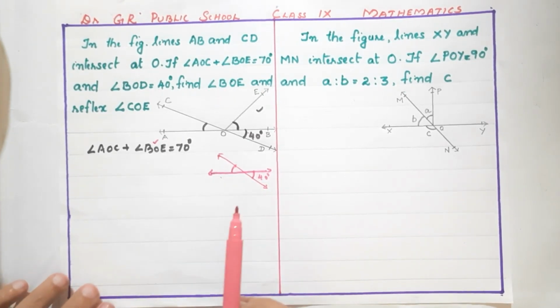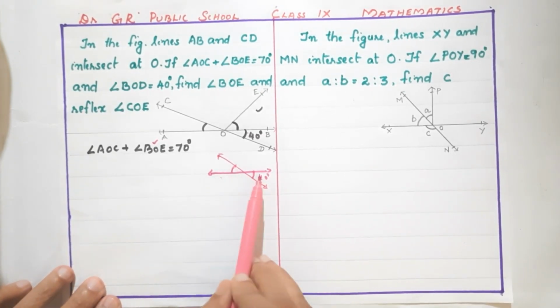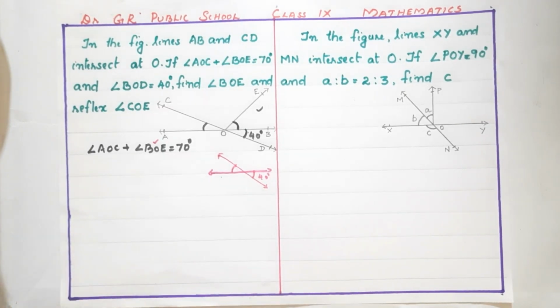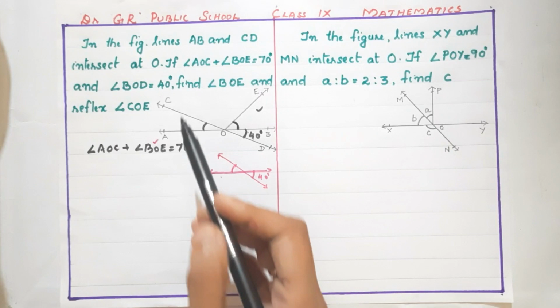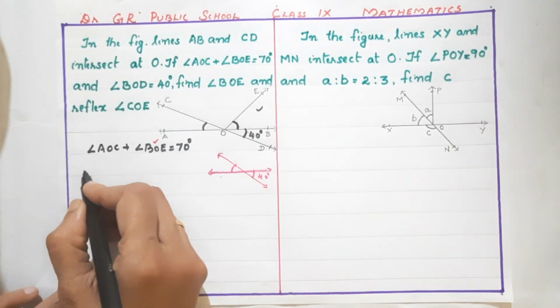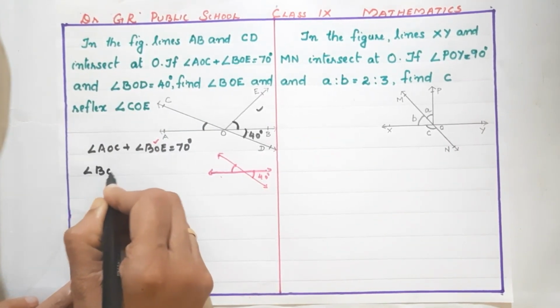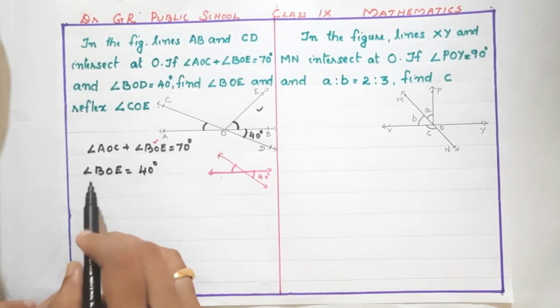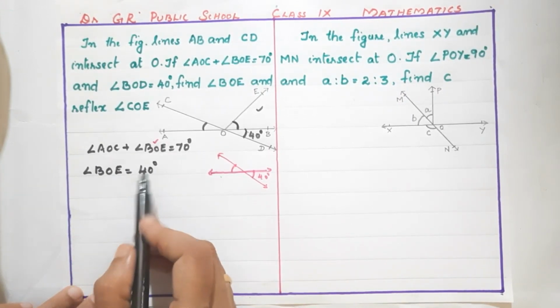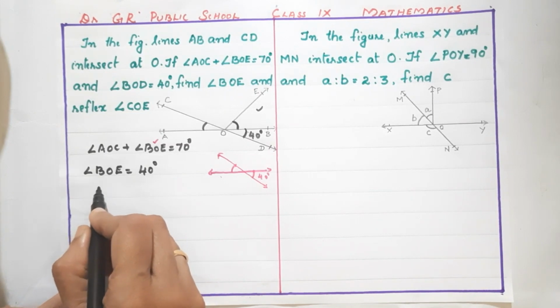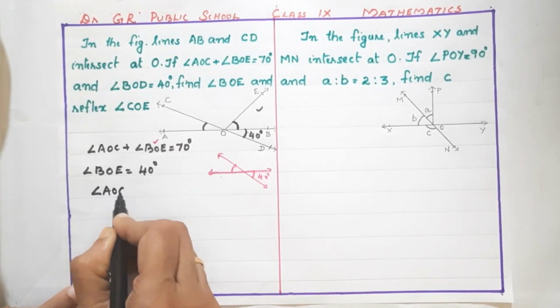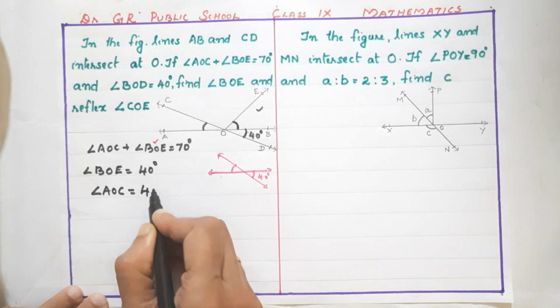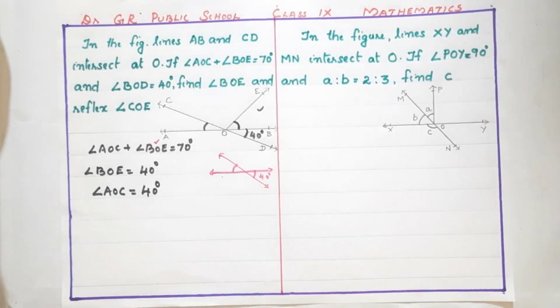Just now we discussed that vertically opposite angles are equal. So first we can apply that one. Okay. One more thing we have. Angle BOE is equal to 40 degree. Since BOE is 40 degree, we can say angle AOC is also equal to 40 degree. What is the reason?